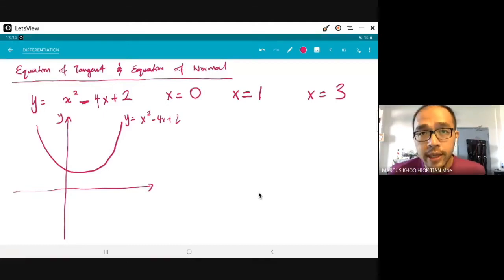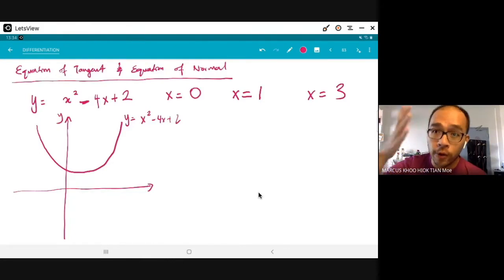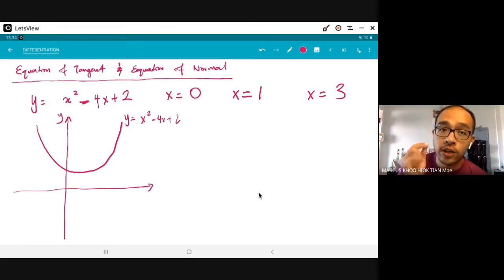So previously, we have looked at the different skills, the different skill sets that you all need in order to differentiate any given equation, suitable at your current level. We have learned all these various forms of differentiation, and I hope that you don't forget them when we start answering these questions. So now we're going to look at the application of differentiation.